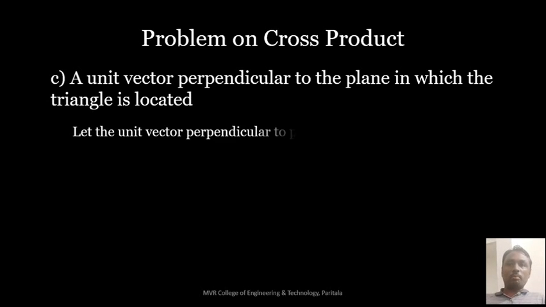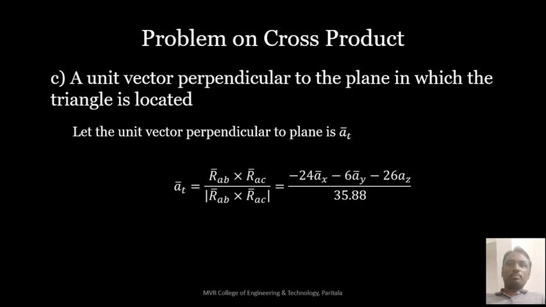So let the unit vector perpendicular to the plane be AT bar. T represents triangle, so this AT bar represents the triangle direction. AT bar is equal to the cross product between RAB bar and RAC bar divided by the magnitude of RAB cross RAC. So if you want to find the unit vector perpendicular to the plane that contains both RAB and RAC, you need to identify the unit vector of their cross product.